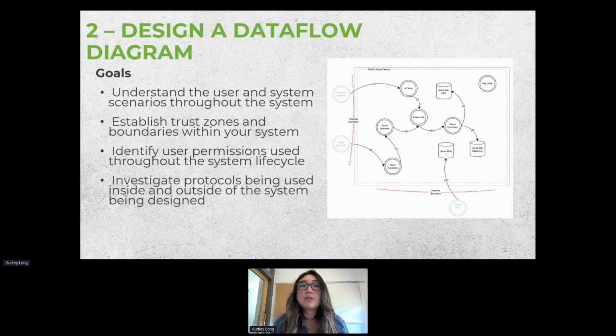We also want to establish those trust zones and boundaries within the system, identify those user permissions throughout the system's lifecycle, and to investigate protocols being used inside and outside of the system being designed so we have a better understanding of that AuthN and AuthZ story.